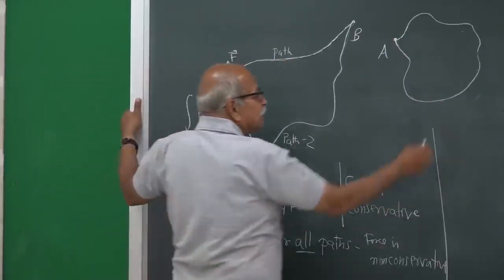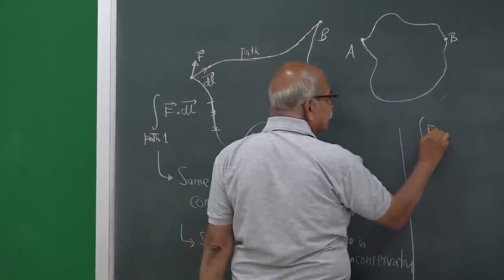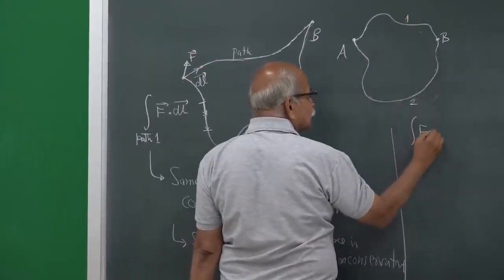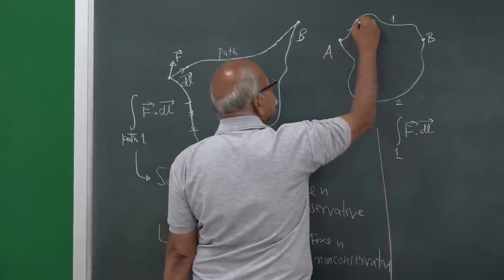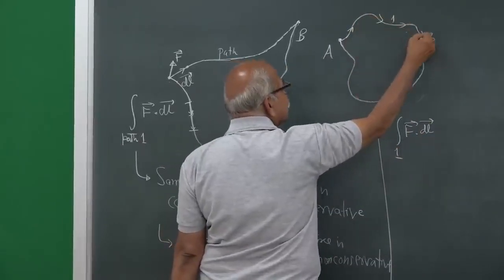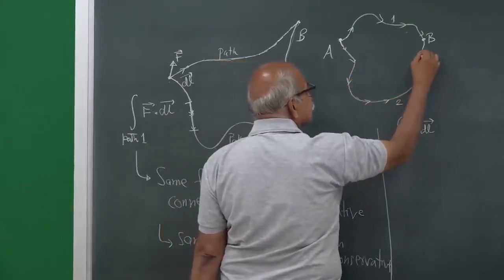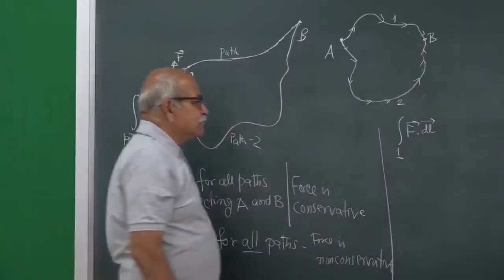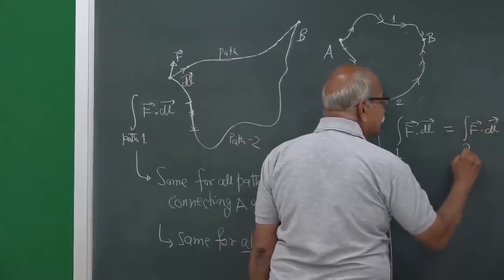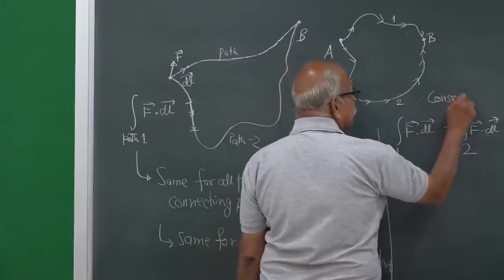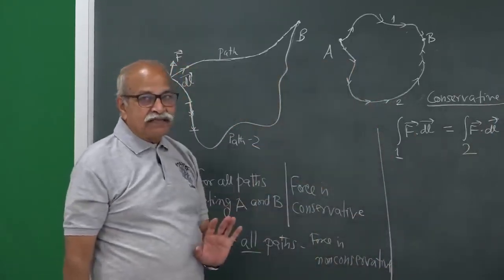What can we do? We can take some point B somewhere on this path, and let's call this path 1 and this path 2. So this F dot dl on path 1, where path 1 means you are going from A and stopping at B, and path 2 means you start at A and stop at B, connecting the same points A and B. So this should be equal to F dot dl on path 2. We assume that we are talking of a conservative force. In that case, these two paths are the same.